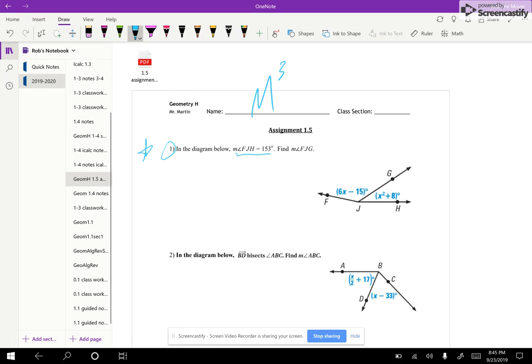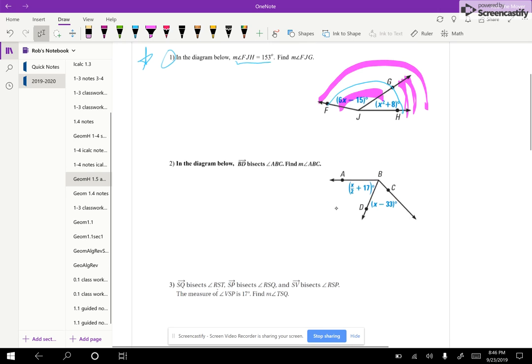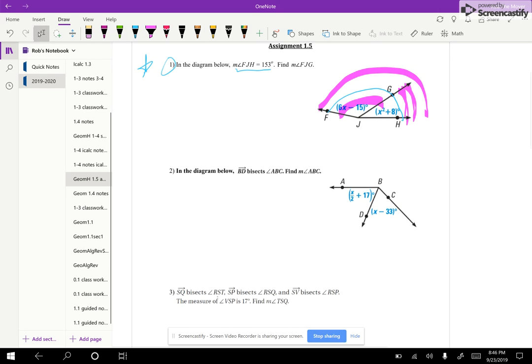You are given the measure of angle FJH, so you're given the whole angle. And using the angle addition postulate, you should be able to add this angle, which is 6x minus 15, plus this angle, which is x squared plus 8. By the angle addition postulate, this whole angle is equal to this one plus this one. That should give you an equation to solve. I know it's a quadratic, and some of you struggle with quadratics, but it should be doable.